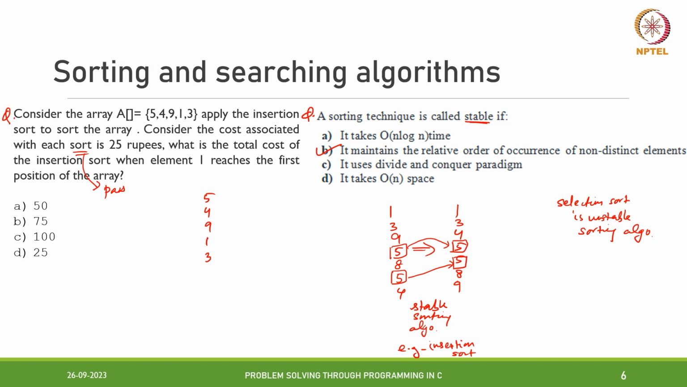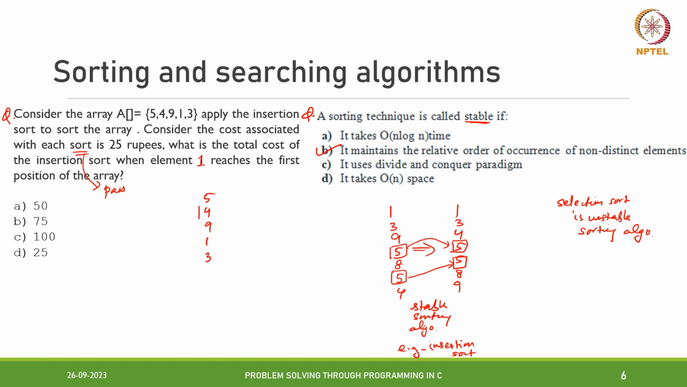What is the total cost of insertion sort when element 1 reaches the first position of the array? So we start from this particular array A, and how many steps of sorting will it take such that this element 1 reaches the top of the array? Of course we are sorting in ascending manner. That is how this 1 will reach the top of the array. So let's do the steps. We start from here.